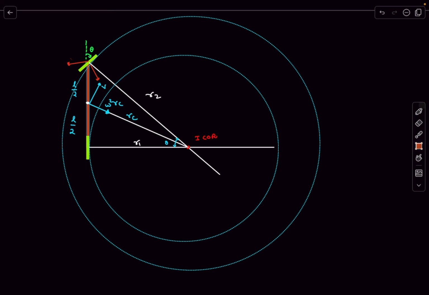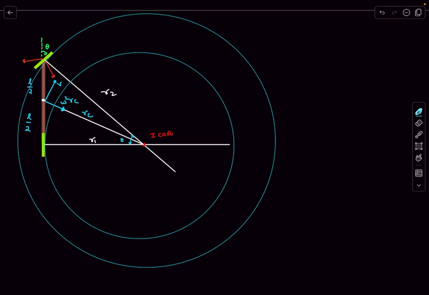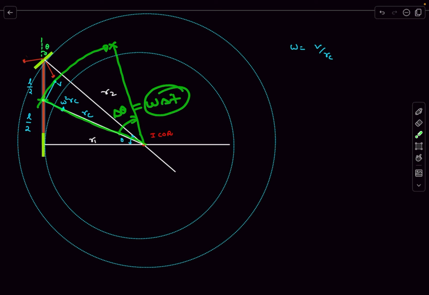Now we have to figure out the omega for the circular motion. For that, we'll use the provided information that the velocity of the center of mass is v. So the omega of the circular motion is v divided by rc. If you connect the center of mass to the center of the circle, and after some time it's over here, the angle delta theta it covered, we can write as omega into delta t. So omega is basically the rate at which the angle is changing, and that we can write as v divided by rc.